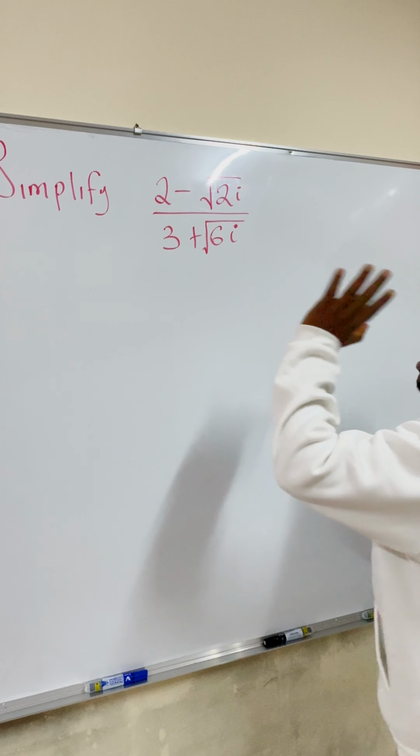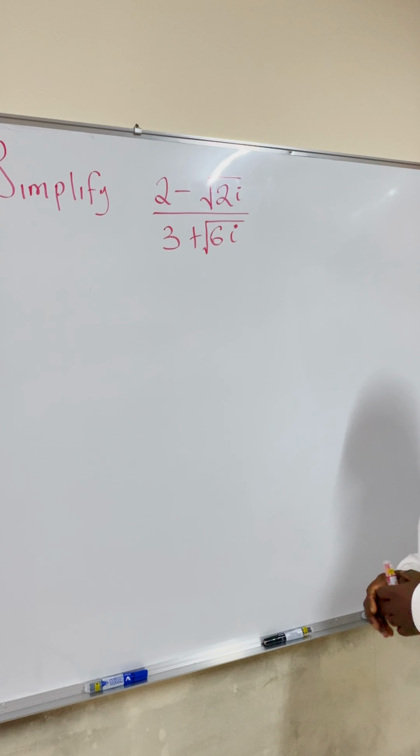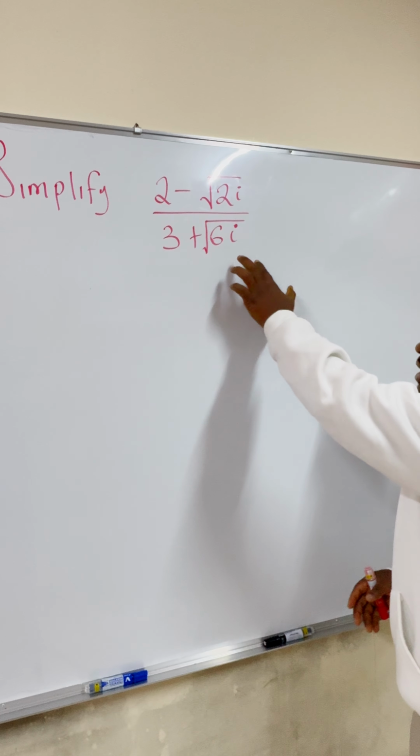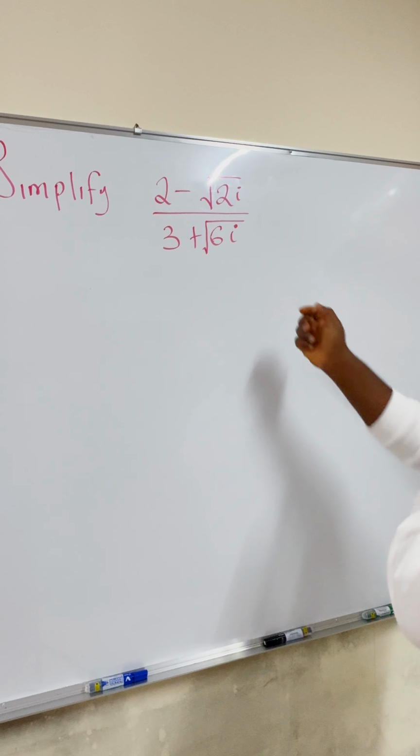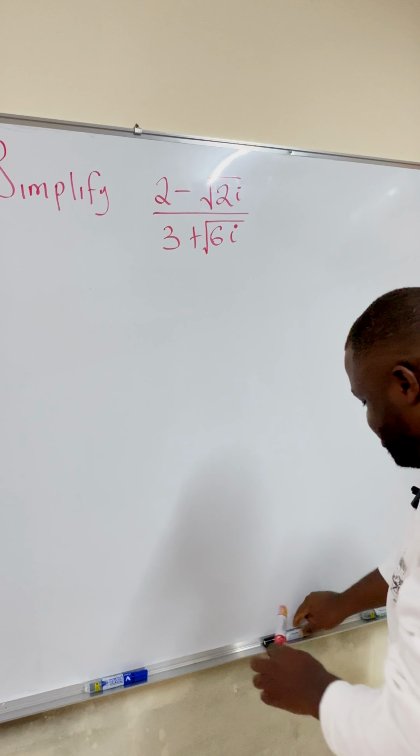So we're asked to simplify this complex expression. The first thing we need to do is to make sure we remove this imaginary part from the denominator. So how do we do that? It's very simple. We use what is called conjugates. So let me use this.